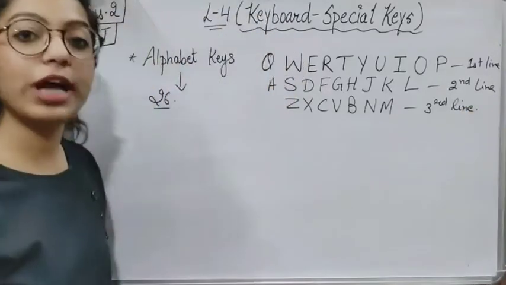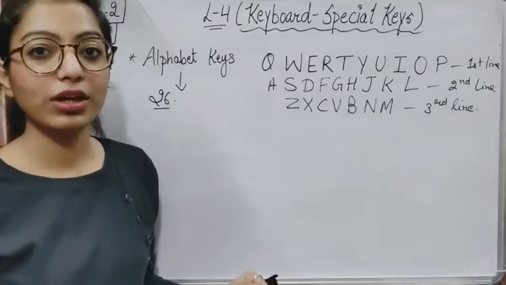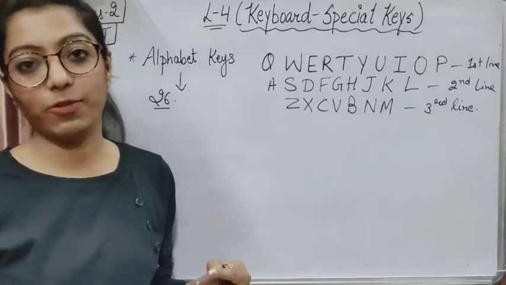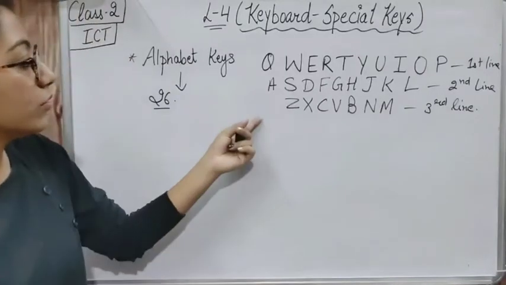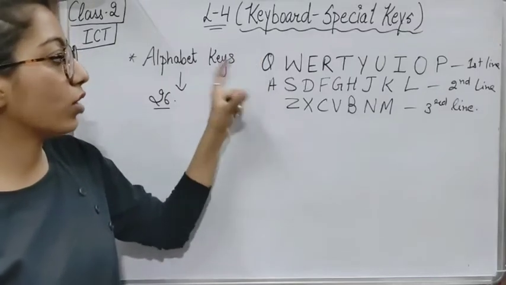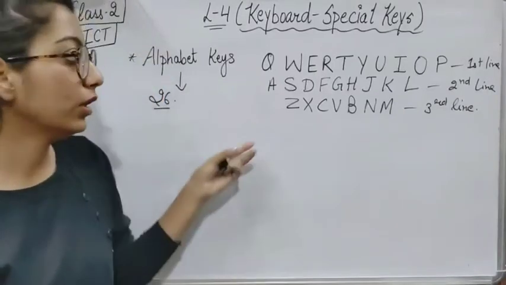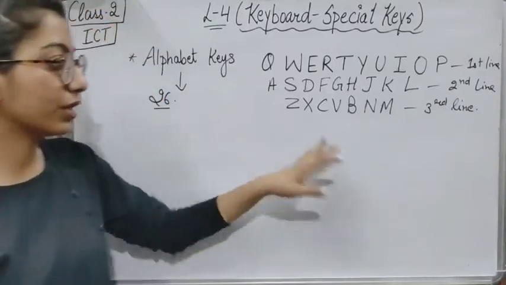If you want to type fast, you have to practice daily. Okay? Without practice, you cannot type fast. So, students, these are the three lines, and in these three lines, all the alphabets are given. It is not in alphabetical order. These are just shuffled with each other.